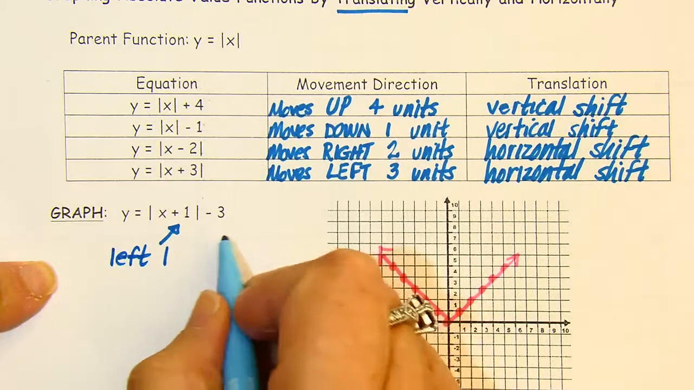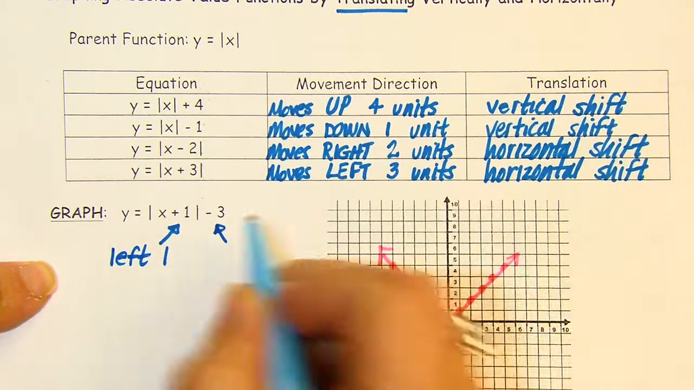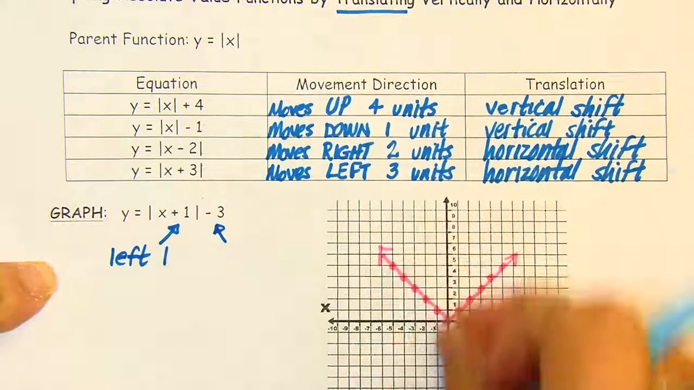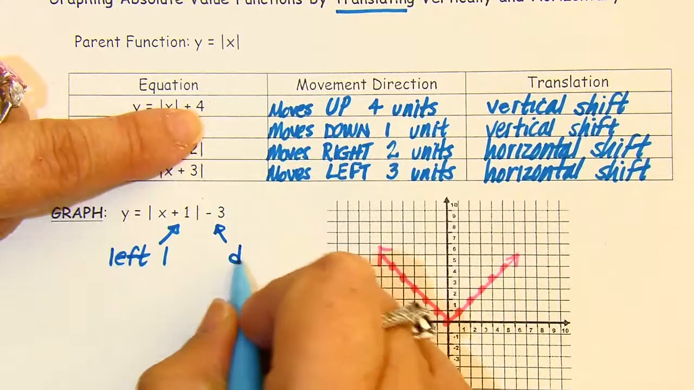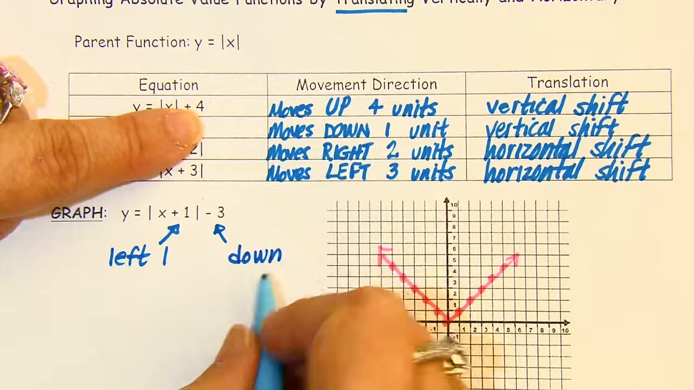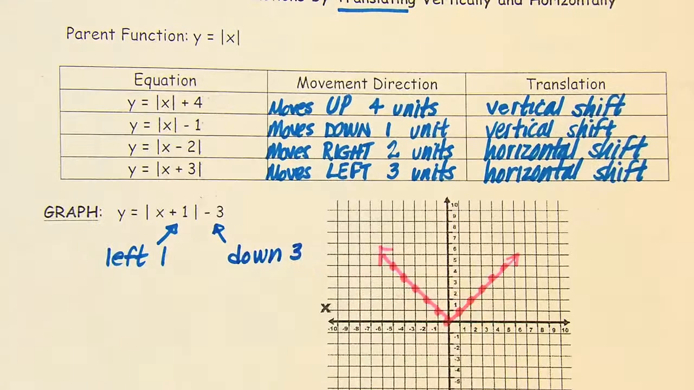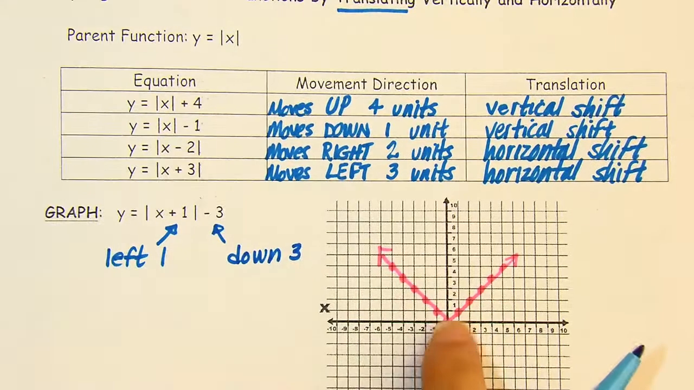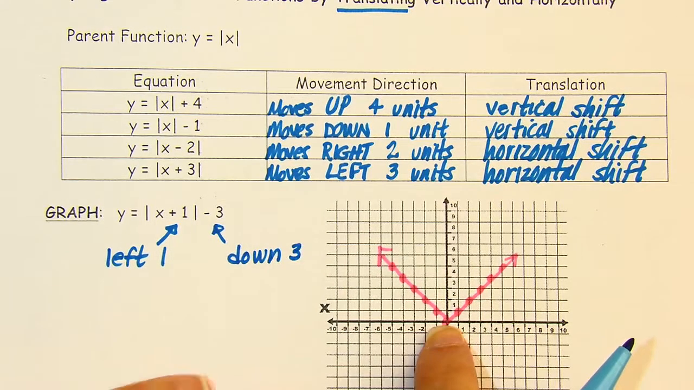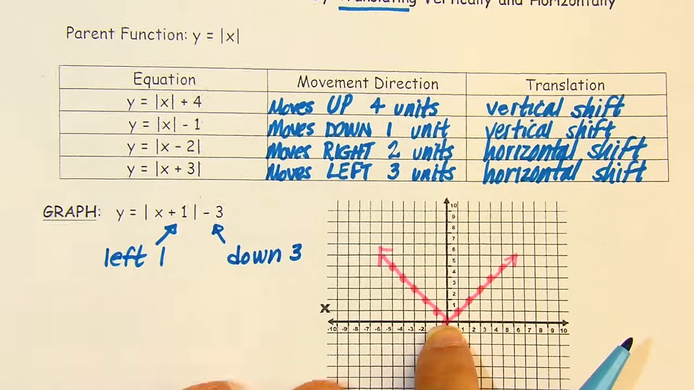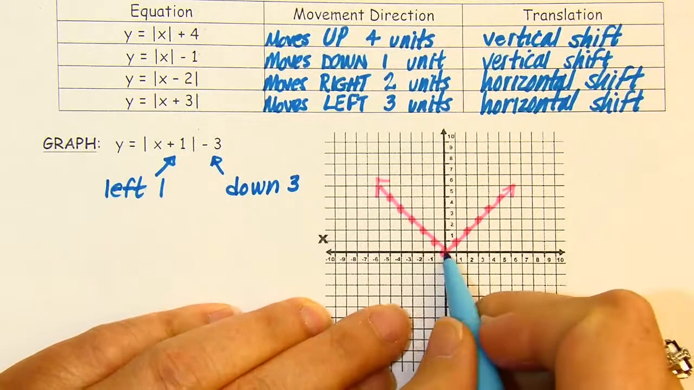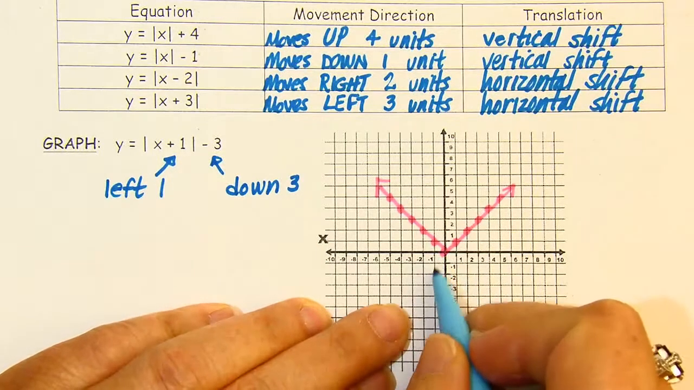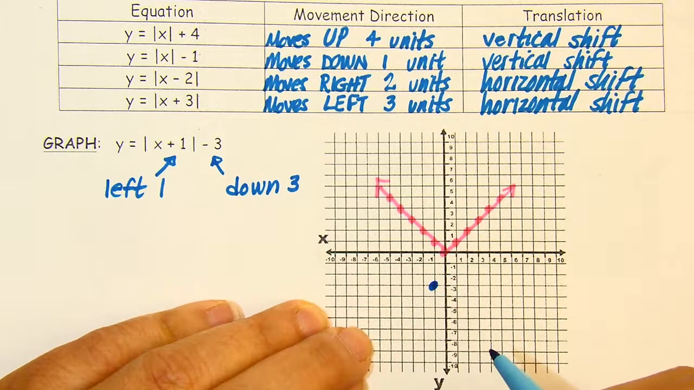When it's not grouped in with x, that means move on y. The y-axis is up, down. So I'm going to move in the actual direction of the sign, down 3 units. Every point on this parent function graph is going to be moved left 1 and down 3. So I'm going to say this is moving left 1 and down 1, 2, 3, put a dot there.